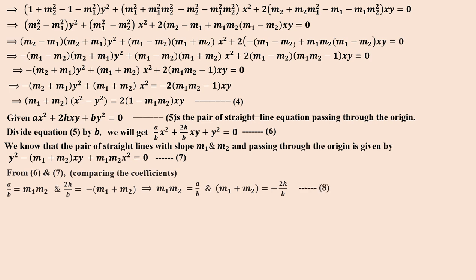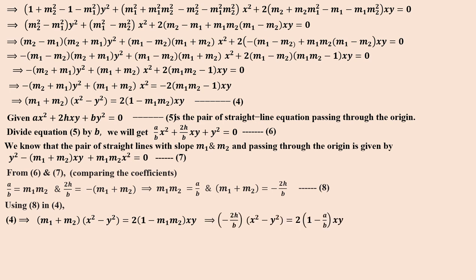This is 8, we are going to use 8 in the fourth equation. So substituting, the fourth implies (m1 plus m2)(x square minus y square) is equal to 2 into (1 minus m1 m2) xy. Substituting the values of m1 plus m2 and m1 m2 from equation number 8: minus 2h by b (x square minus y square) is equal to 2 into (1 minus a by b) xy. So minus 2h by b (x square minus y square) is equal to 2, taking the LCM, (b minus a) by b xy.